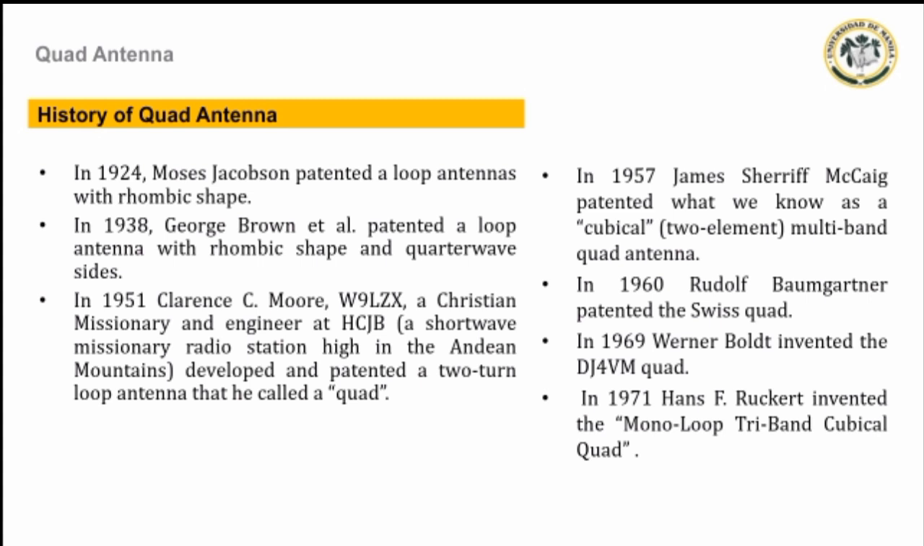Next is James Sheriff McCaig. In 1957, James Sheriff McCaig patented what we know as a cubical multiband quad antenna. These antennas often use designs where one part of the antenna is active for one band and another part is active for a different band. A multi-band antenna may have lower than average gain or may be physically larger in compensation.